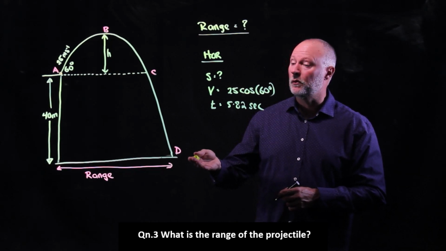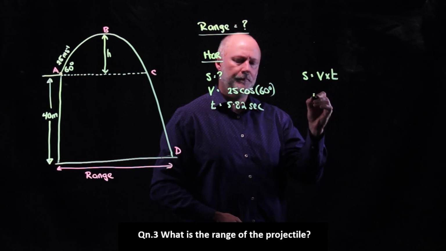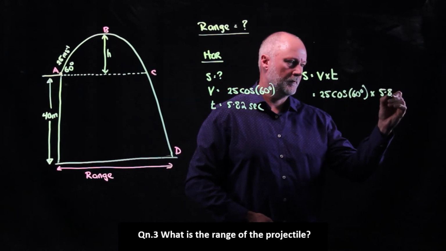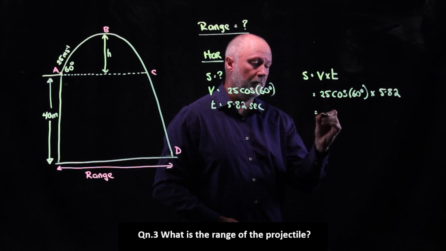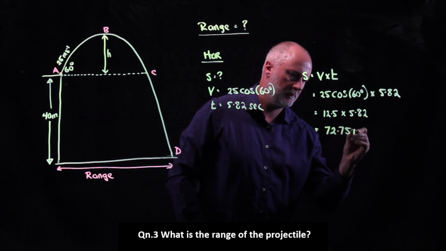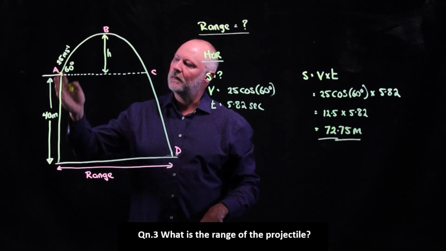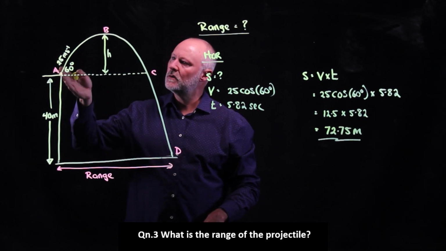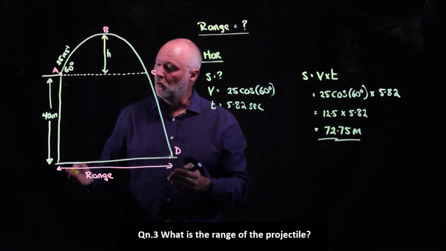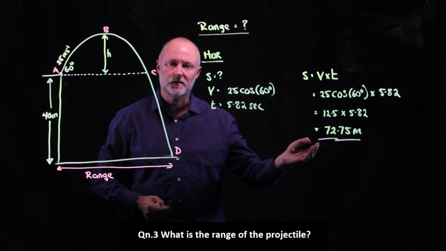There is no acceleration in the horizontal direction, so we don't need to worry about the SUVATs. We can use the simple displacement equals velocity times time. Now cosine of 60 is equal to a half, so that can be further simplified. So an object with an elevation of 40 meters, a velocity of 25 meters per second, inclined at an angle of 60 degrees, will have a range or a horizontal displacement of 72.75 meters.